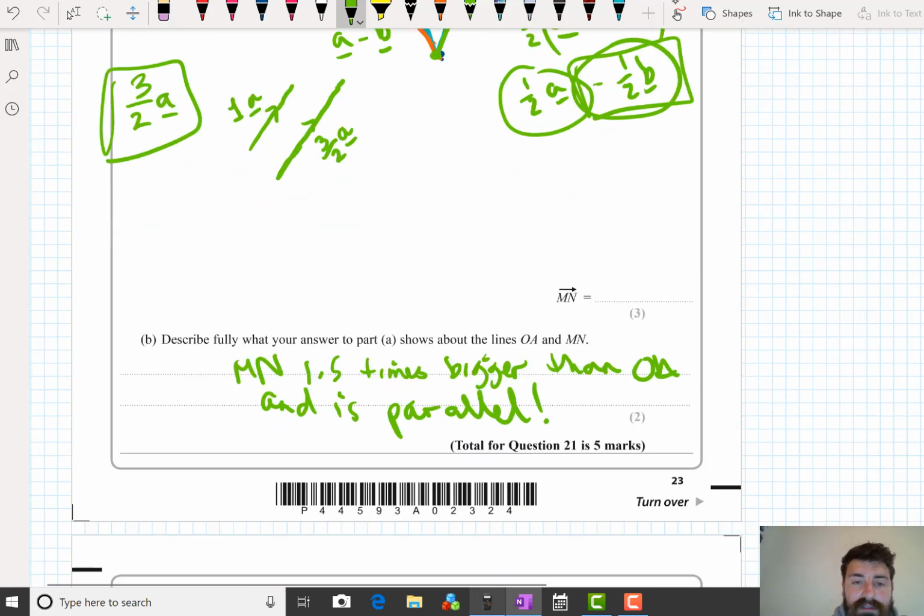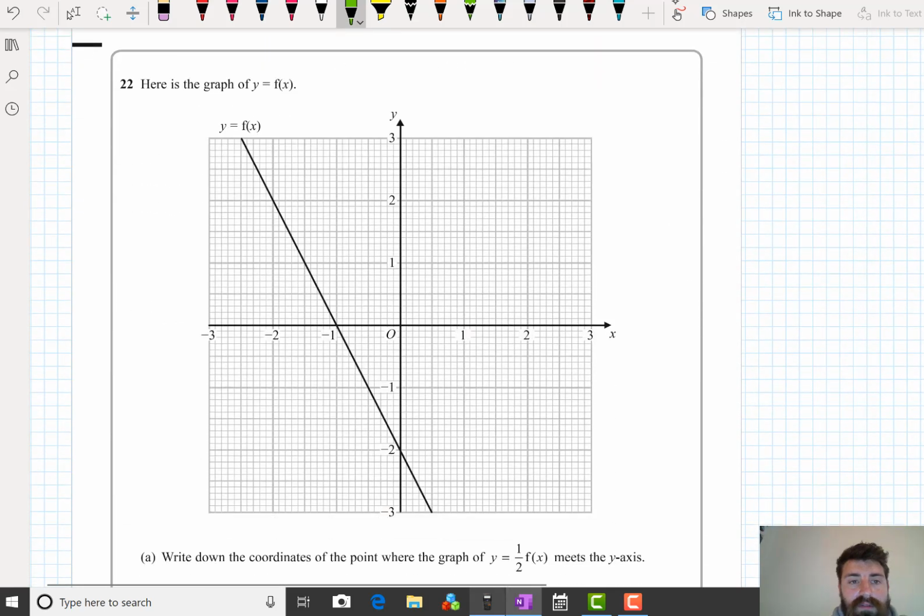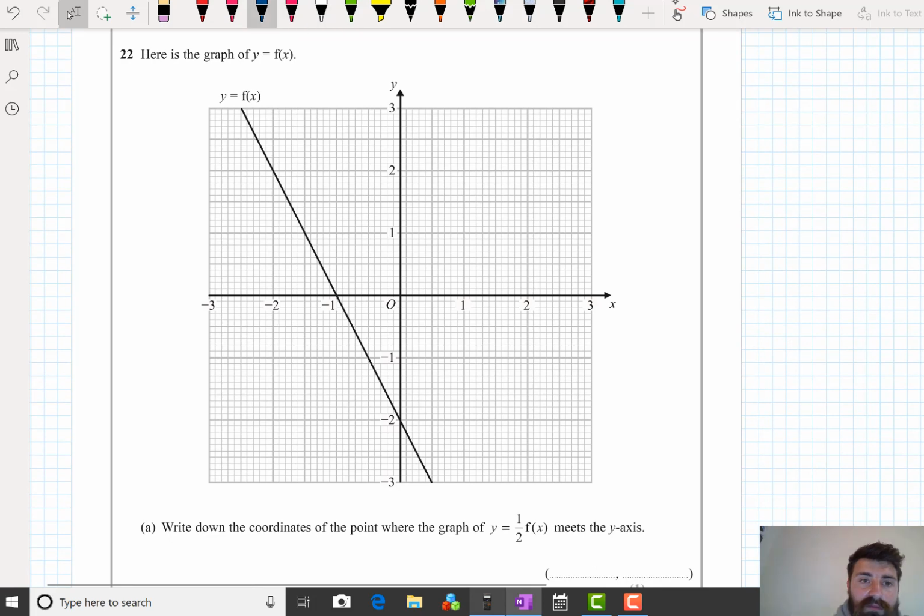Here's the graph, y equals f of x. Write down the coordinates of the point where the graph y equals a half f of x meets the axis. So we're shrinking it, right? If we've got a graph and we are shrinking it, in my head, I'd think, well, this is a straight line equation. Say, for example, this is crossing at -2. It's going to be something x subtract 2.